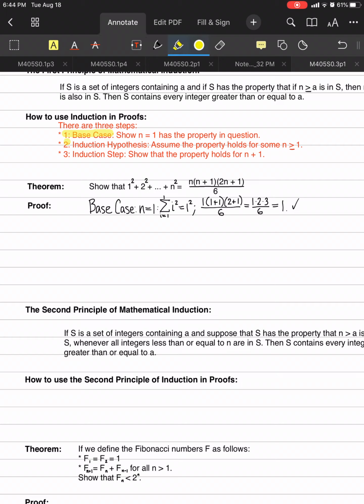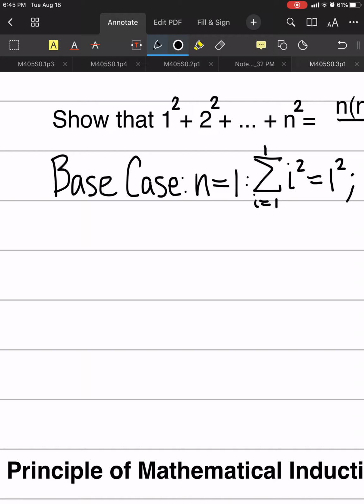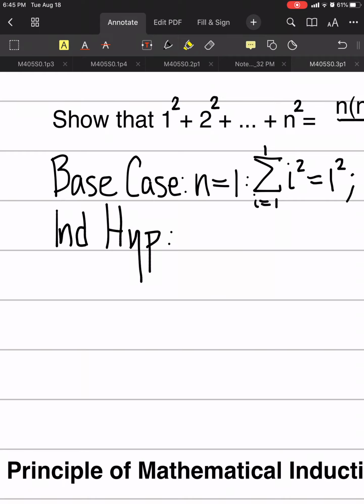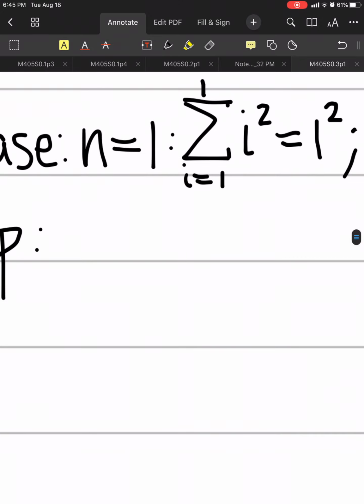The next step is the induction hypothesis, and that's the next one here. Essentially, we're going to more or less usually just restate the question given. So here, induction hypothesis. Okay, so here, let me write this one out.